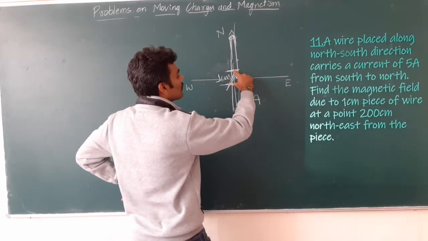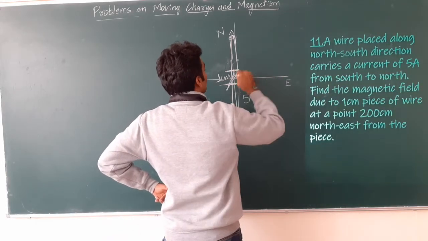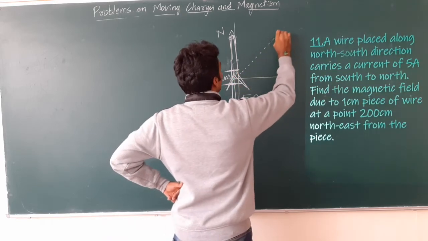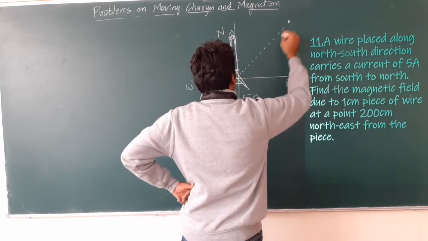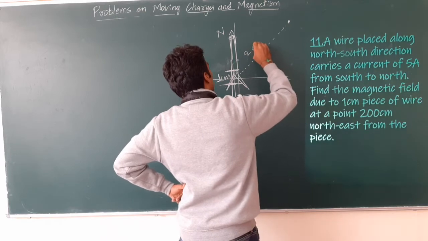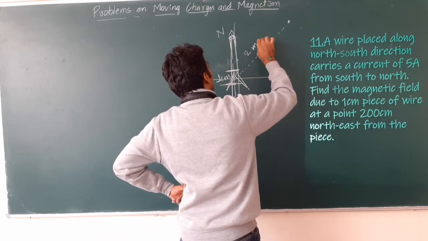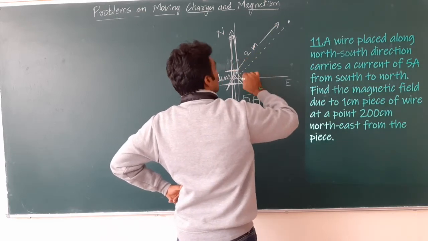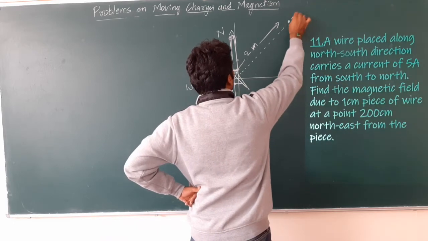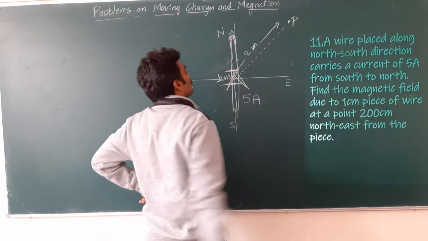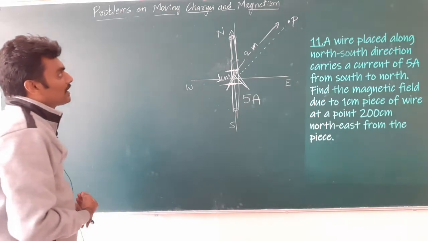So this is the piece, northeast. Northeast means exactly 45 degrees. How much? 200 centimeter, or I can call it 2 meter distance, from here to here. This is point P where we need the magnetic field.